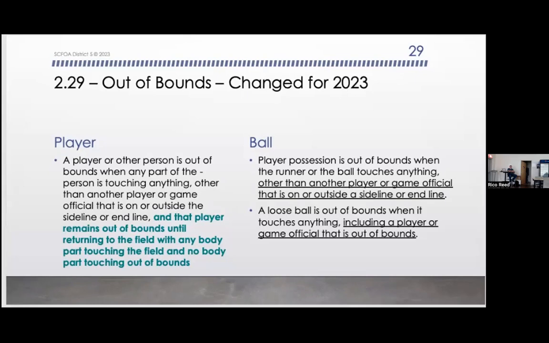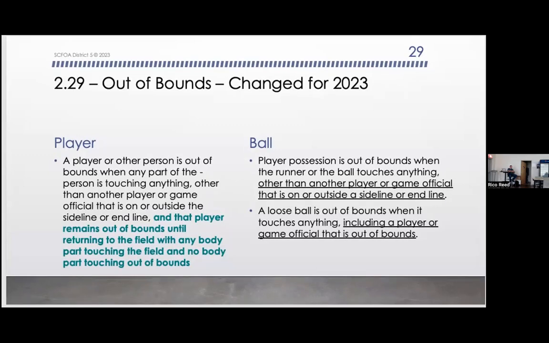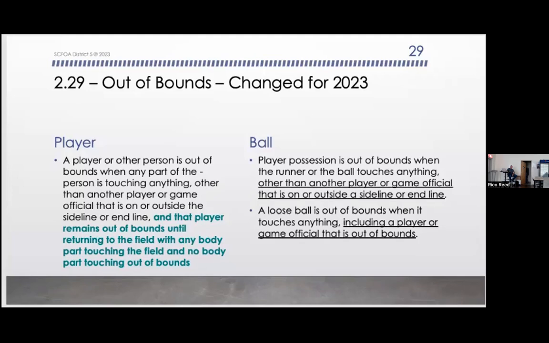So essentially, they have to reestablish. If you step out of bounds and you jump into the air, you're not considered inbounds until you land back inbounds. Touch the ball, it's dead. The ball is out of bounds if player possession is out of bounds when the runner or ball touches anything other than another player or game official that is on or outside a sideline or end line. And a loose ball is out of bounds when it touches anything, including a player or game official that is considered out of bounds.